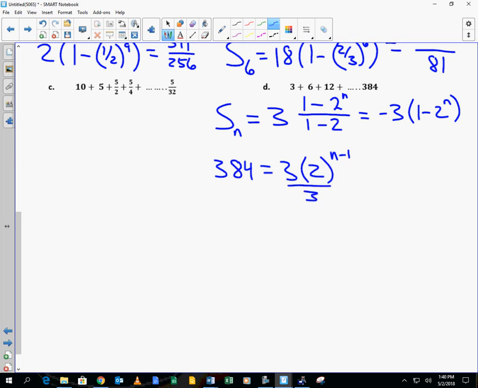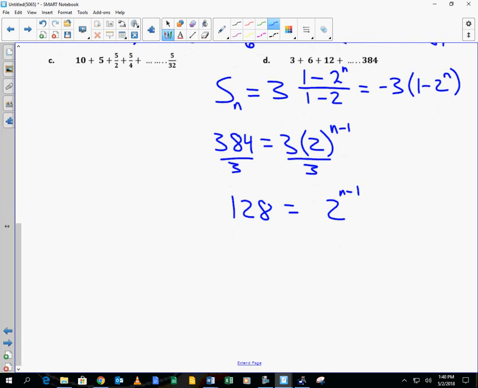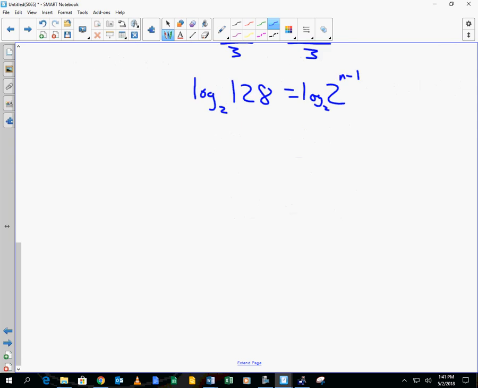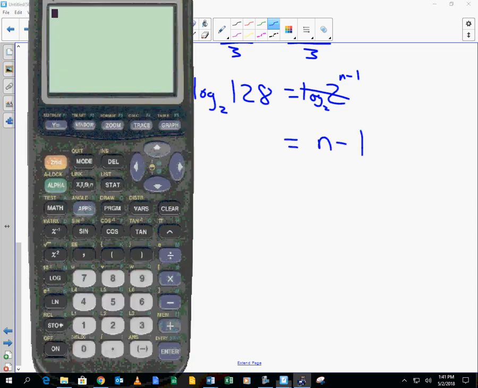Divide by 3. Who said that? Good job, Gigi. If I take 384 and I divide by 3, I get 128 is equal to 2 to the n minus 1 power. Now I need to get rid of a base of 2. Log base 2. Yeah, it is a class where we do expect you to be able to do the stuff that we did before. So you can see that those go away, and I'm left with n minus 1. How do I compute log base 2 of 128?